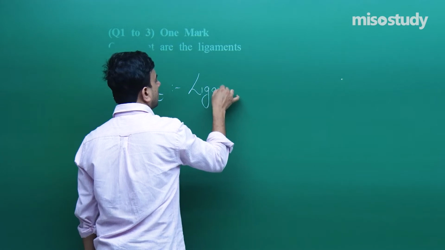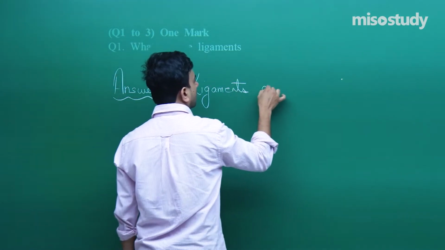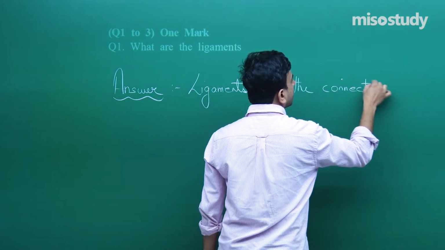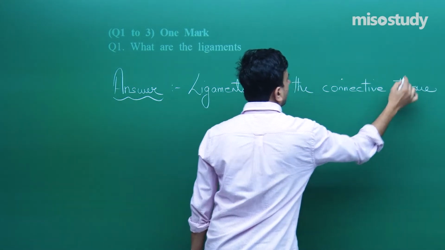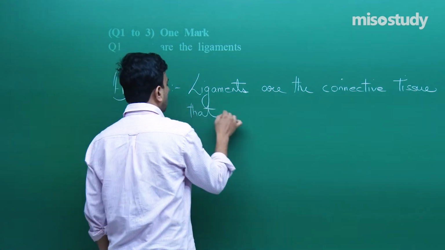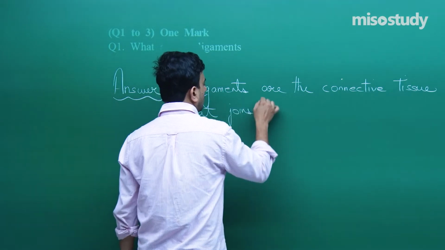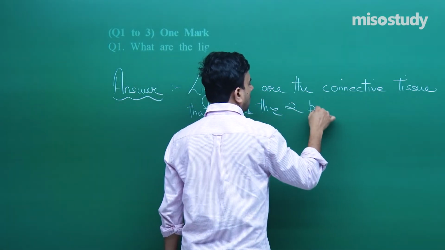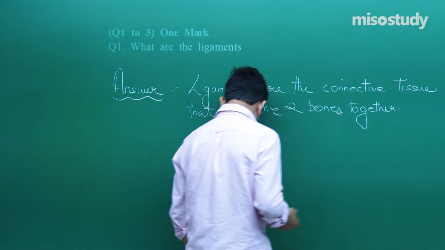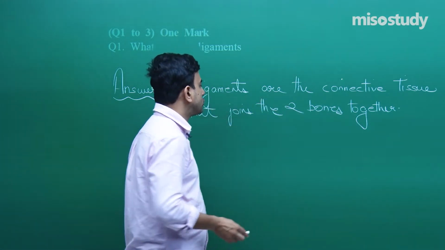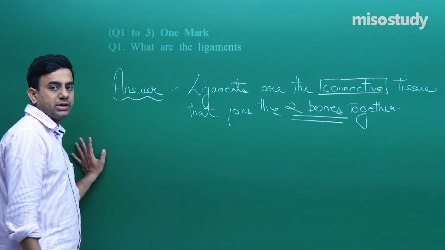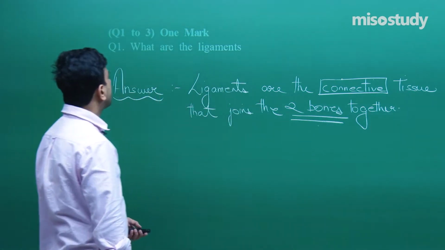Ligaments are the connective tissue that joins the two bones together, and hence these are the ligaments. We move on to the next question.